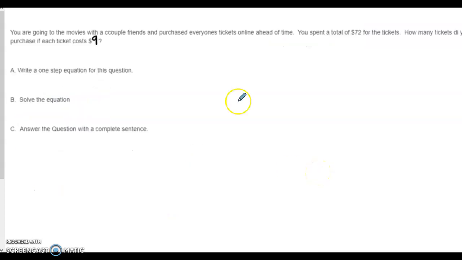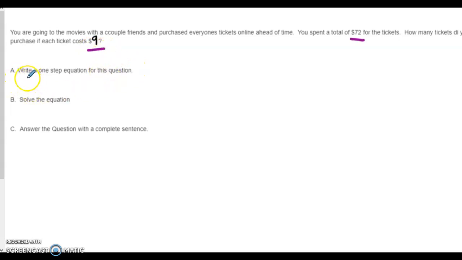It says you are going to a movie with a couple friends and purchase everyone's ticket online ahead of time. You spend a total of $72 for the tickets. How many tickets did you purchase if the tickets cost $9 each?